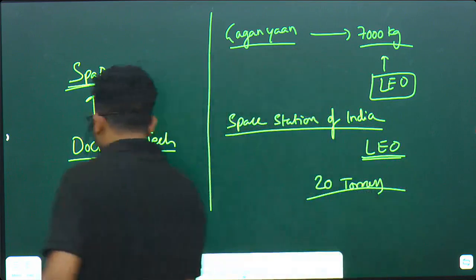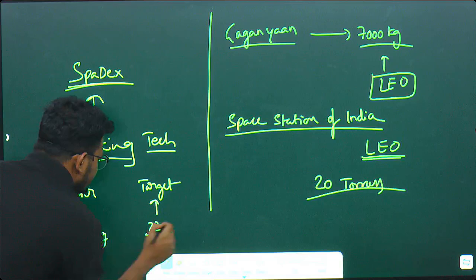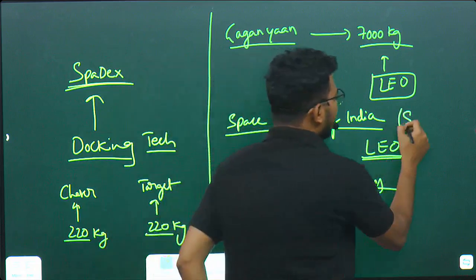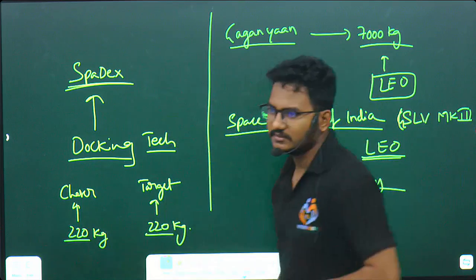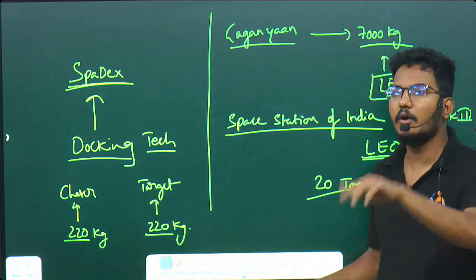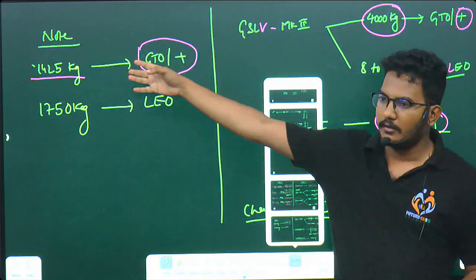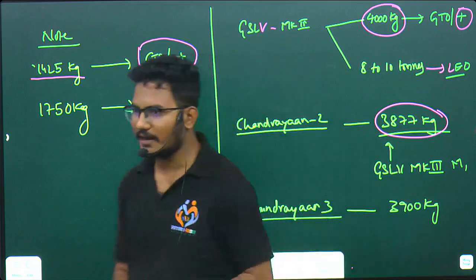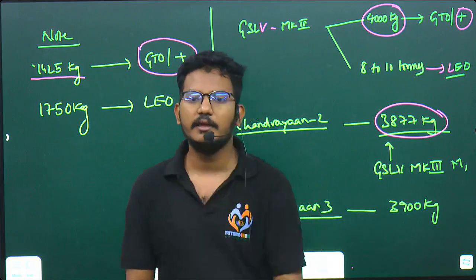The weight of both things is 220 kgs each. Generally for a space station we'll use GSLV Mark 3. But here the weight is just 220 kgs each, so 440 in total, that too in the lower Earth orbit. So obviously we used PSLV. You can check in your current affairs about SPADX. In SPADX we have used the PSLV vehicle because the weight is 440 kgs.